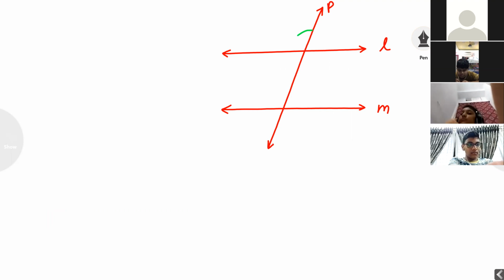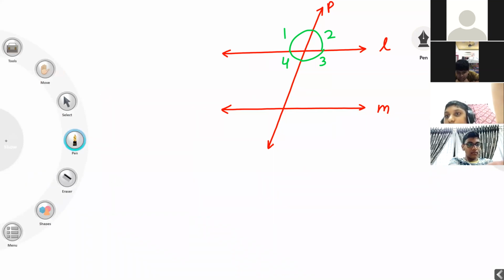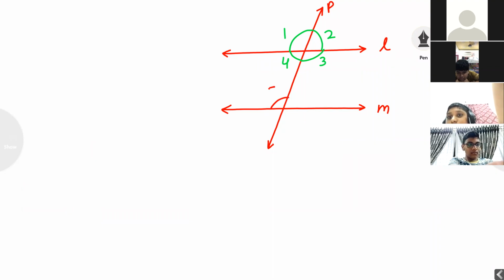Labeling means this is angle 1, this is angle 2, this is angle 3, this is angle 4. Don't write, concentrate first. Next, angle 5, angle 6, angle 7, angle 8. Don't write, students, concentrate. This is called labeling. Assigning the angles, that is called labeling.